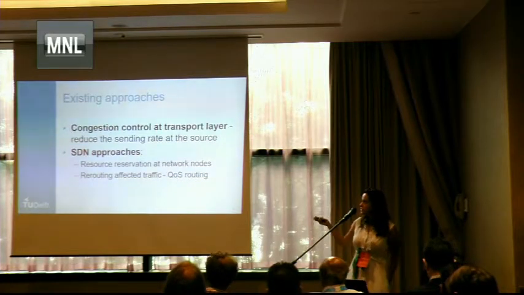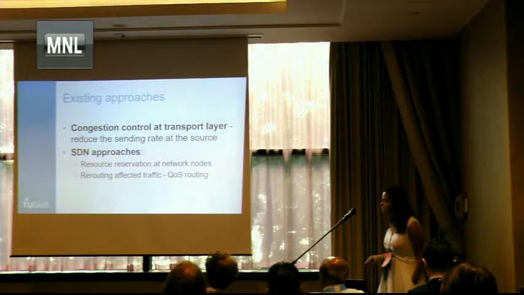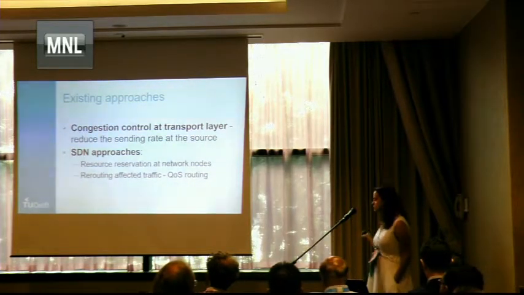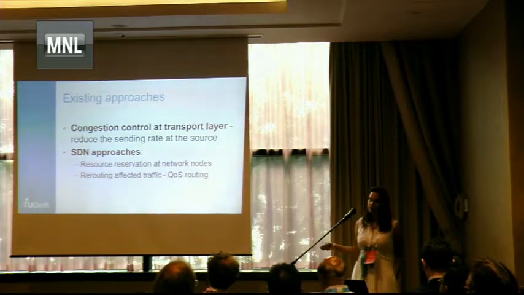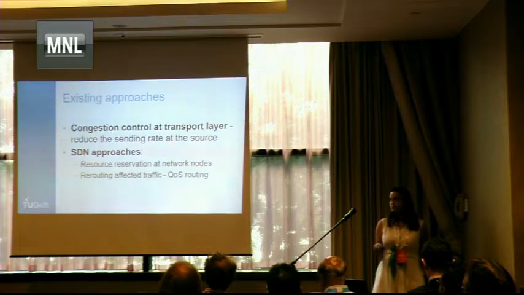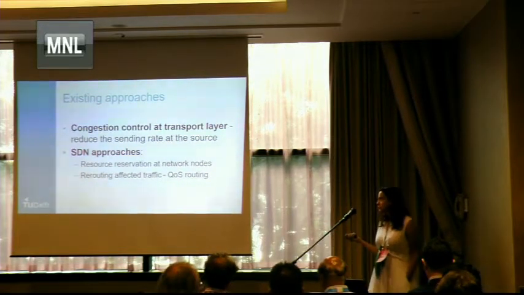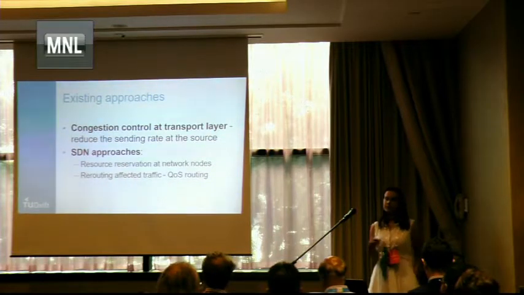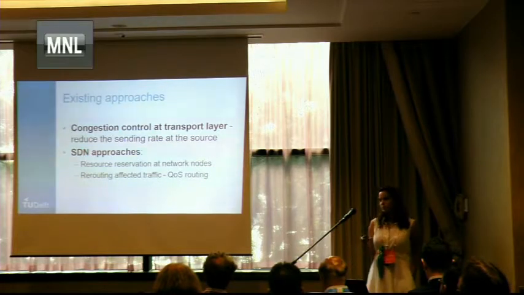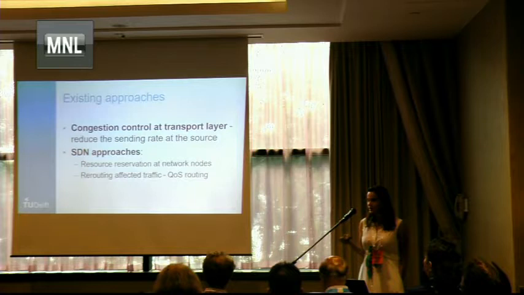There are a lot of existing approaches to congestion control. Some of the most important are listed on this slide. We can do congestion control at the transport layer. All these algorithms work by adjusting the sending rate at the traffic source. But this is not feasible for all types of traffic. For example, if we have haptic data, we don't want to buffer it at the traffic source because we want to send it as fast as possible in order to reduce the end-to-end delay for every packet that's being processed.